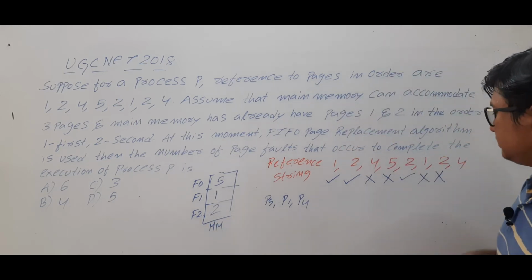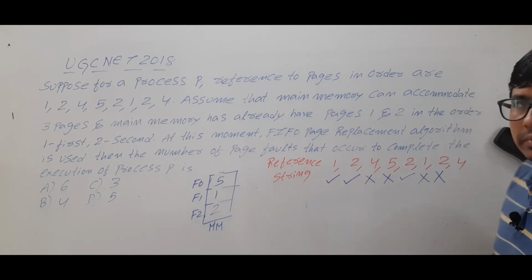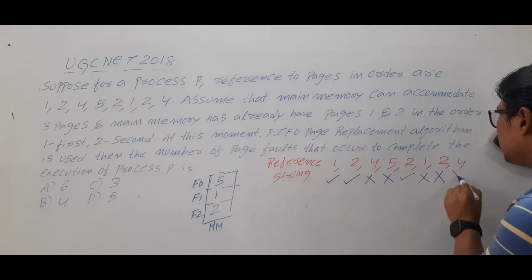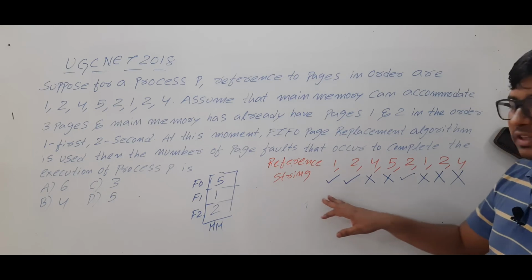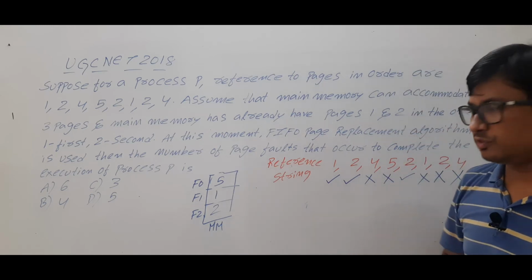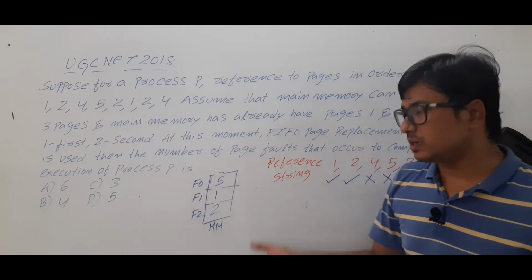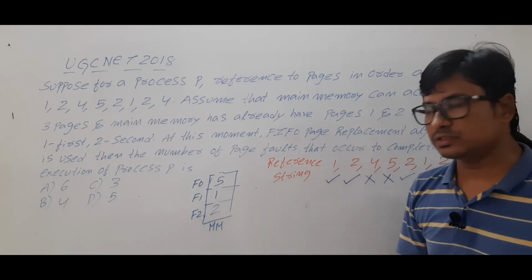Is it clear? Now the CPU is trying to access page number 4. Whether page number 4 is available in the main memory? It is not available in the main memory. So again it is a page fault. Now look here. With this you can stop the solution and count the number of page faults. But sometimes they may ask what pages are there after executing this reference string. So you need to complete this one.